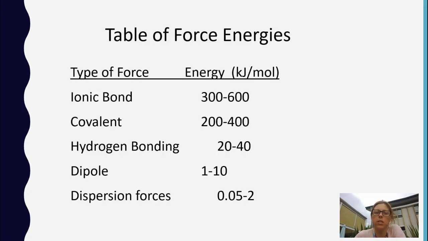Just out of interest, here are some energies required to break these bonds. Dispersion forces, which we've already talked about as our weaker ones, require about 0.05 to 2 kilojoules per mole to break. So you can see that's really quite small. Dipole forces are stronger again, between 1 and 10 kilojoules per mole. Hydrogen bonds are stronger again, between 20 and 40.